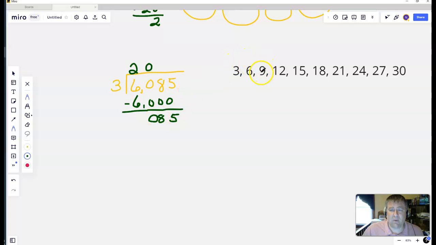3, 6, 9. Whoops, too big. Just 2. That gets me to 6. So again, we're going to put a 6 there. Subtract. I got 25 left over.